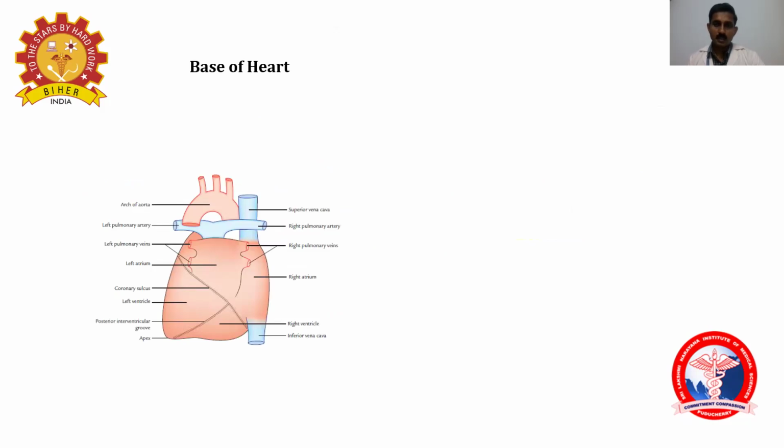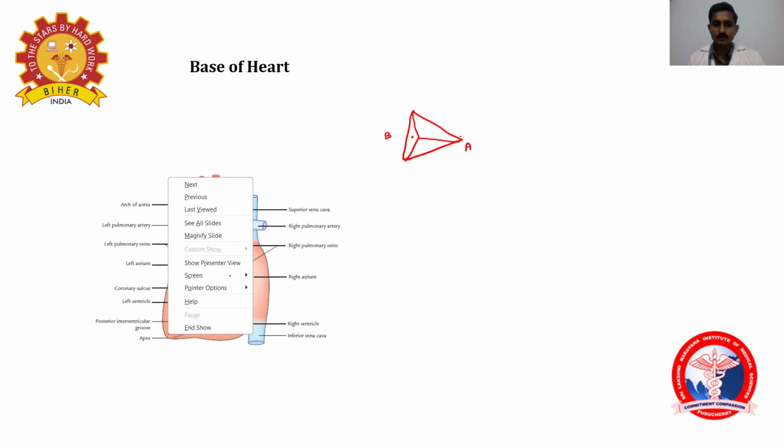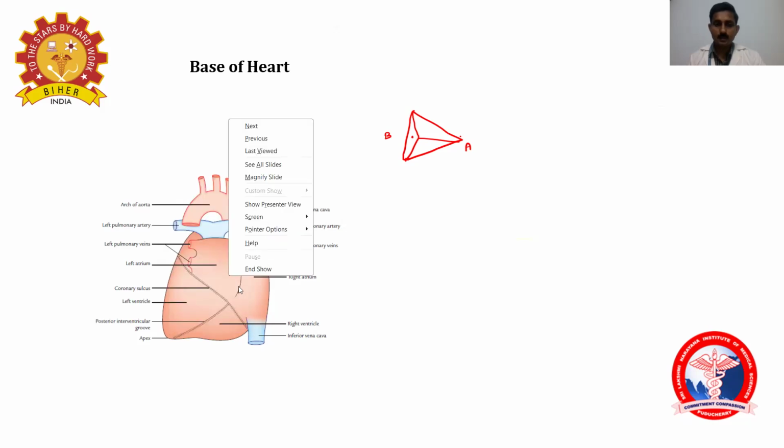Now, what is the base of the heart? If you see a triangle like this, I told you, this is like a three-dimensional triangle. So this is the apex of the heart. Now, the base will always be opposite to the apex. This is the apex, so this part is called the base. So here in the heart, we told this is the apex, so this will be the base. This part is called the base of the heart.